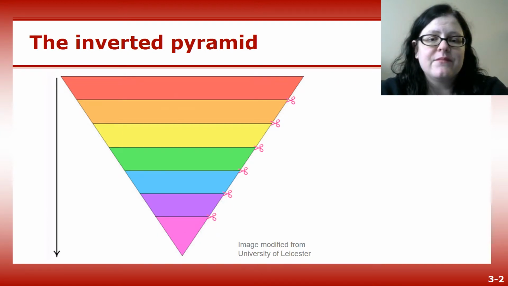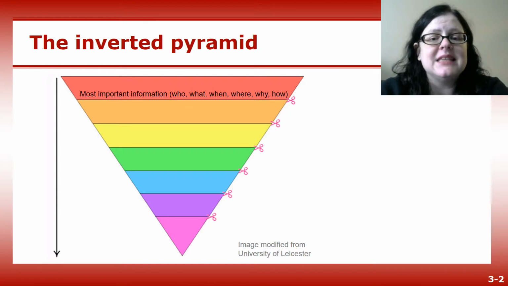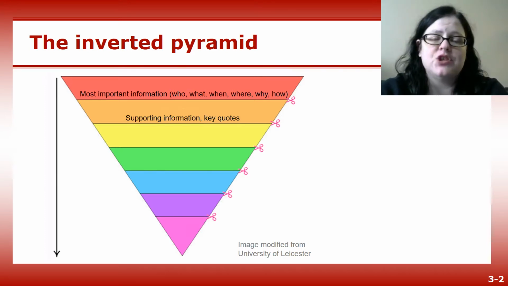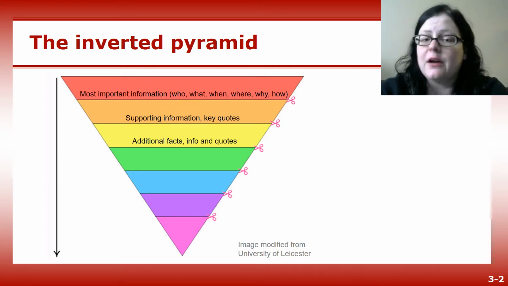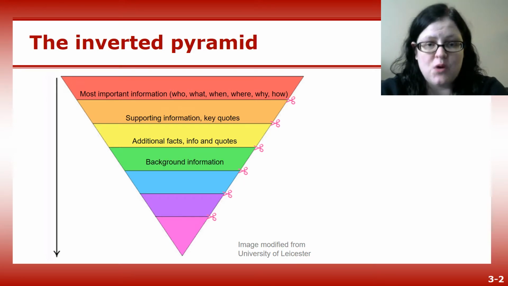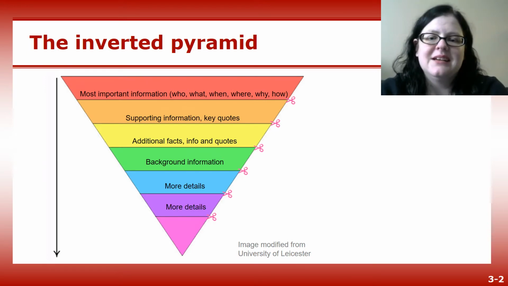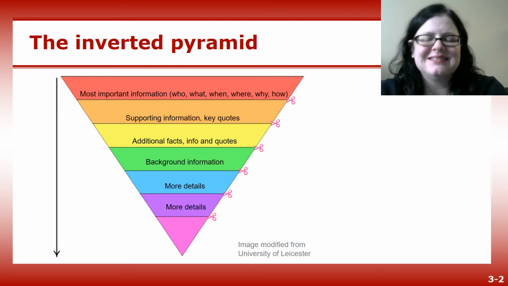run. The first layer of the pyramid is the lead, which summarizes the story's most important facts, a combination of at least a few of the who, what, when, where, and why elements. The second layer adds supporting information and key quotes. Layer 3 adds even more details, additional facts, and quotes. Then more details, and so on. It kind of looks like an upside-down pyramid, which is where it gets its name.